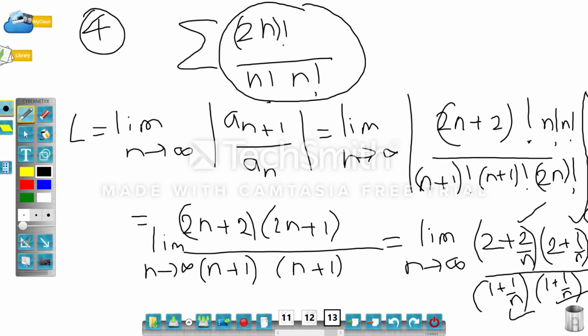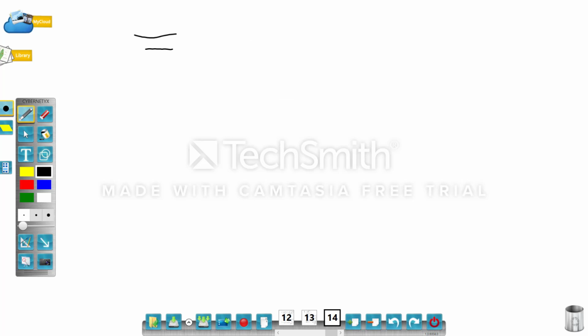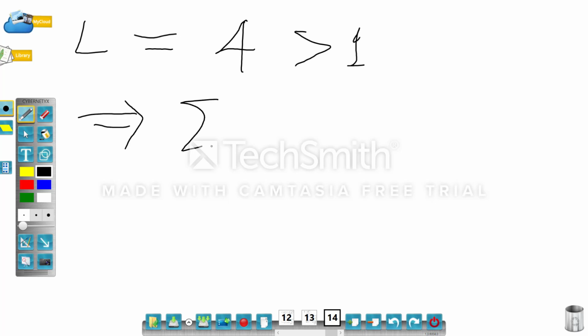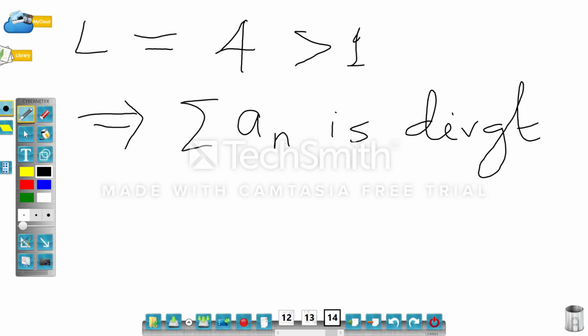So this will give you 4, which is greater than 1. So the L value is greater than 1, which implies series a_n is divergent by the ratio test.